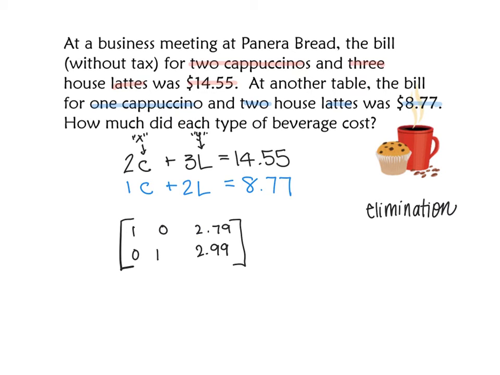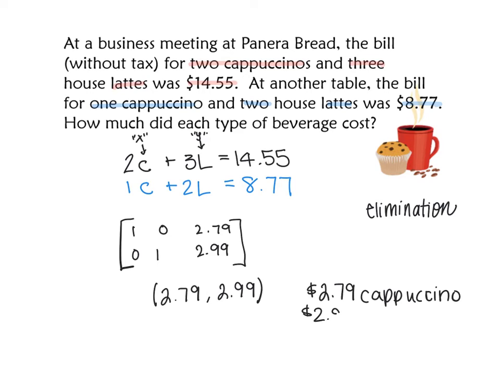After you enter your matrix in your calculator and solve, you should see 2.79 and 2.99 as your answer. And so, again, you can write it as an ordered pair, but what this means is that it's $2.79 for a cappuccino, and it was $2.99 for a latte.